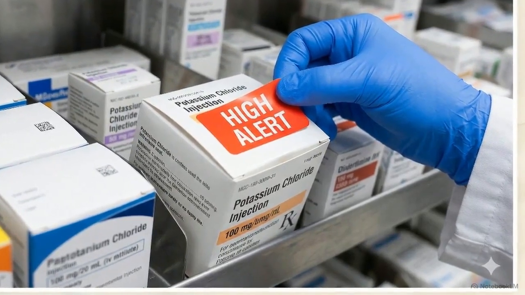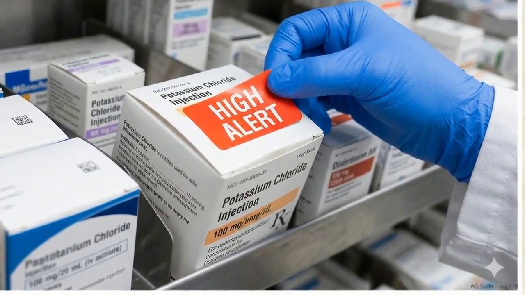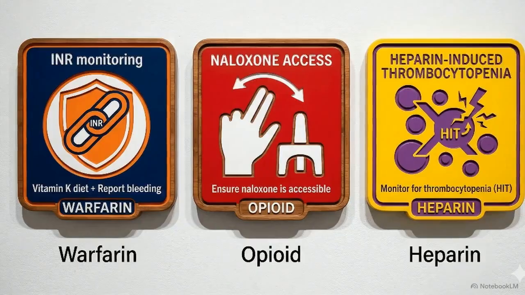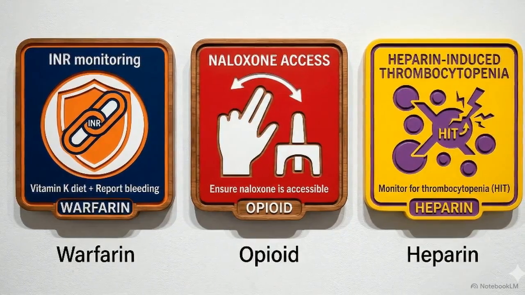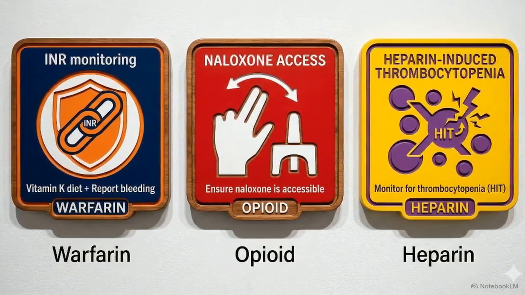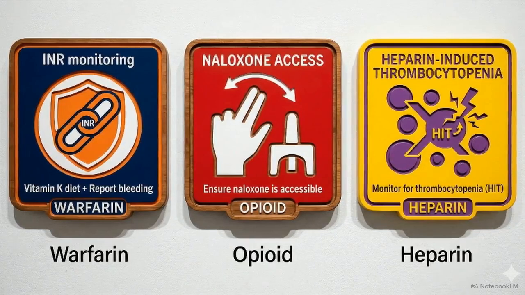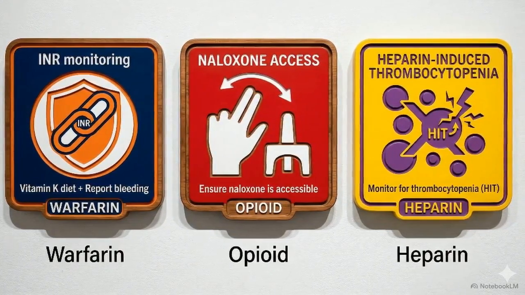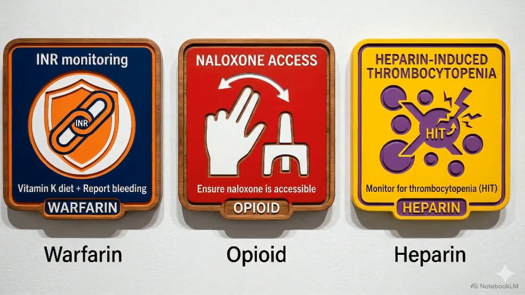Applying a bright red auxiliary label ensures the next person in the chain of care is immediately aware of the risk. The patient is the final line of defense. Effective counseling must focus on the specific risks associated with their therapy. Patients on warfarin must understand INR monitoring. Those on opioids need naloxone access. And patients receiving heparin must be screened for thrombocytopenia.